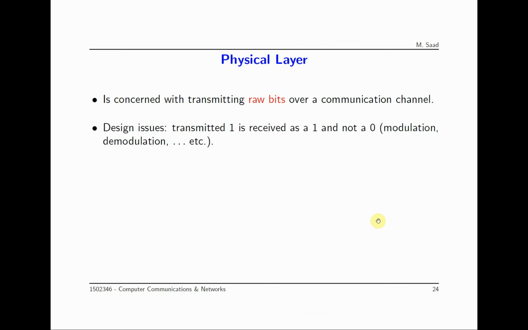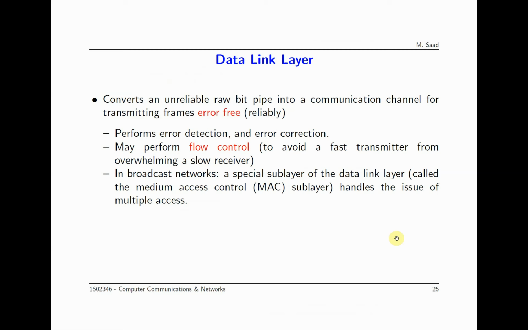So this marking of the beginning and the end of the frame so that it is recognized by the receiving machine is called framing. So the two main tasks of the data link layer are framing and error control. And what is the net result? The net result is that the data link layer is able to communicate frames error-free. Some other jobs of the data link layer include flow control.